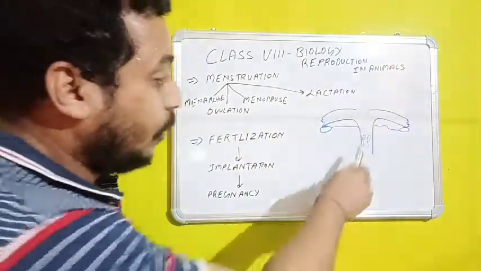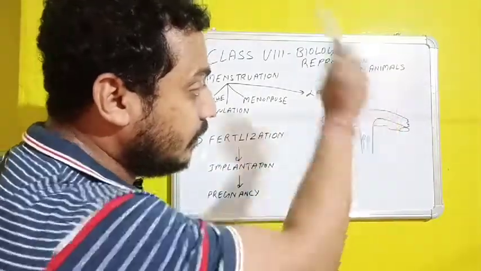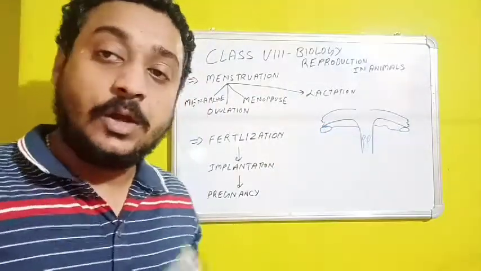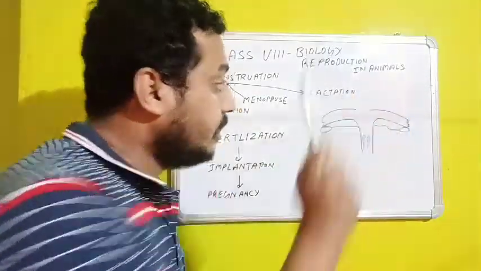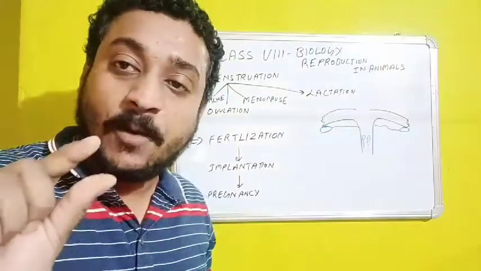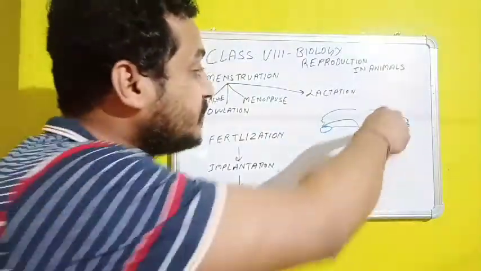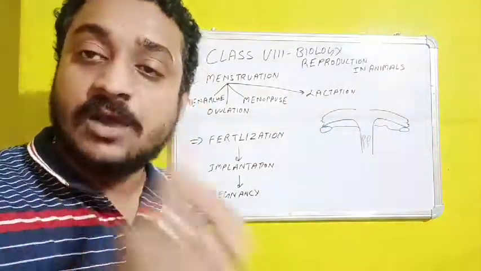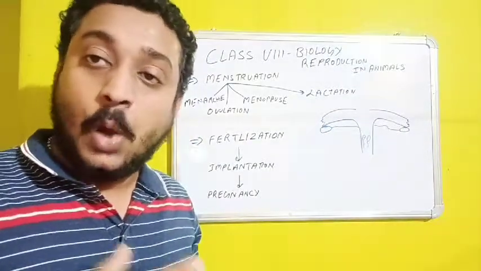Fertilization means when the sperm fuses with the ovum present in the fallopian tube. The fusing of the sperm with the ovum which is present in the fallopian tube is called fertilization. How does it happen?